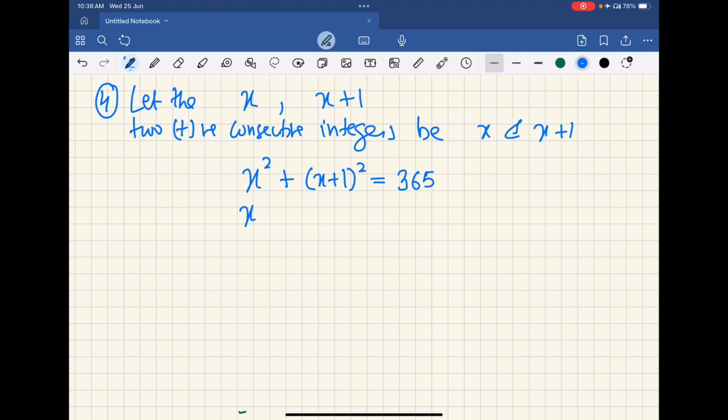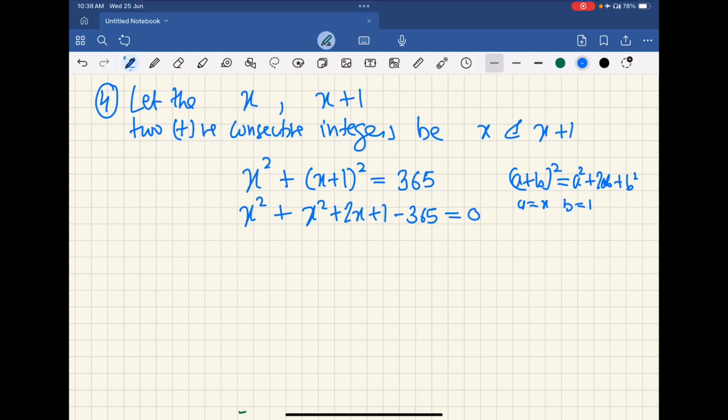Now this is x square, this is x plus 1 whole square, which is in the form of a plus b whole square, which is a square plus 2ab plus b square. So now a is x, b is 1. So you will get x square plus 2x plus 1 square, which is 1, plus 365. We change the side, it becomes minus 365.